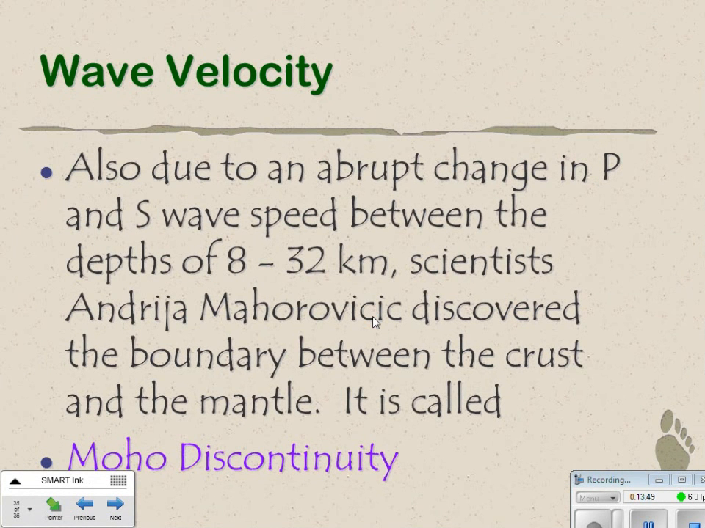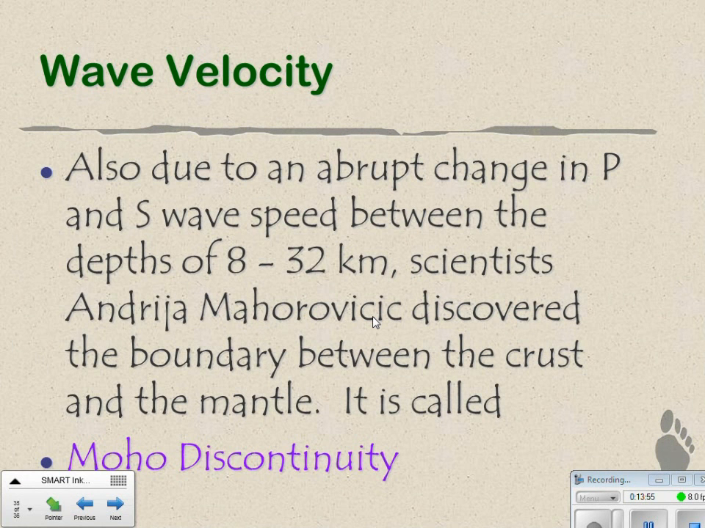Also, due to an abrupt change in the P and S wave speed between the depths of 8 to 32 kilometers, scientists, this big long name, discovered the boundary between the crust and the mantle, and it's called the MOHO discontinuity. MOHO is obviously the abbreviation for his big long name right here. So, right at the bottom of the crust, in between the crust and the mantle, that's the MOHO.